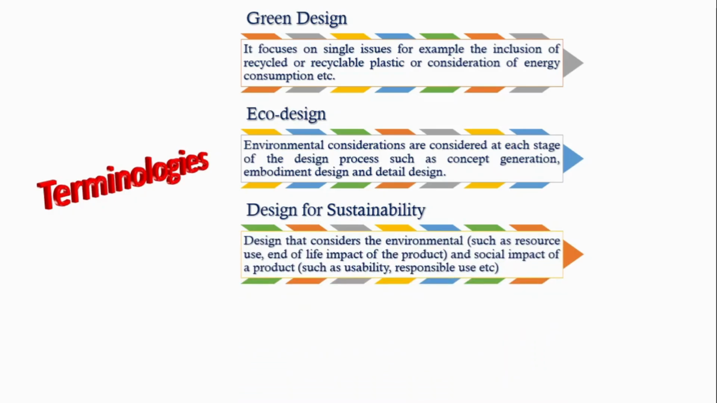It is design that considers the environmental impact, such as resource use and end-of-life impact of the product, as well as the social impact of the product. So ultimately, in a simple definition, design for sustainability includes your design stage, development stage, as well as the disposal, right? So throughout the complete process we are talking about sustainability.